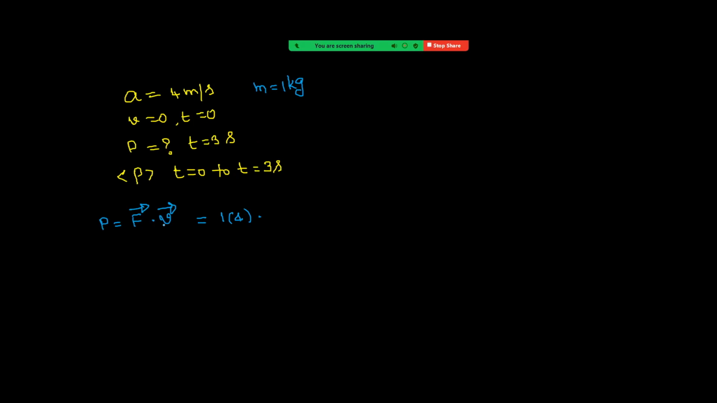Between the velocity vector and the force vector, the angle is 0. So 1 into 4, 4 into velocity. See, velocity how much when t equals 3 seconds? Starting from rest, velocity v equals a into t. The value of a is given as 4, t is 3 seconds, right? So velocity is 12 meter per second.